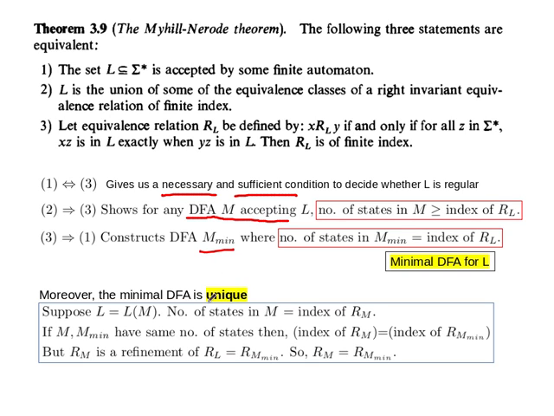Why? Because suppose you have some other M accepting L, with the same number of states as M min, which is the index of RL. So this is the index of RM, and if they have the same number of states, then these two indices are the same, right? But we proved that this RM is a refinement of RL. And if RM is a refinement of RL, RL has finite index, and their indices are the same, that can happen only if they are equal, right?